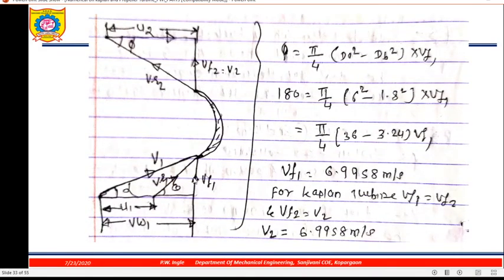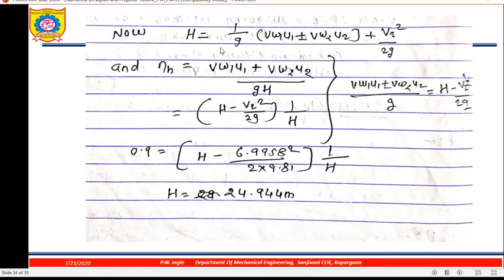So this is the velocity triangle at inlet and outlet. It is VW2 0, so VF2 equal to V2. Now Q is pi by 4 into D0 square minus Db square, into VF1. So pi by 4 into 36 minus 2.34 into VF1. So VF1 is 6.9958. For Kaplan turbine, VF1 equal to VF2, but VF2 equal to V2. So V2 is 6.9958.